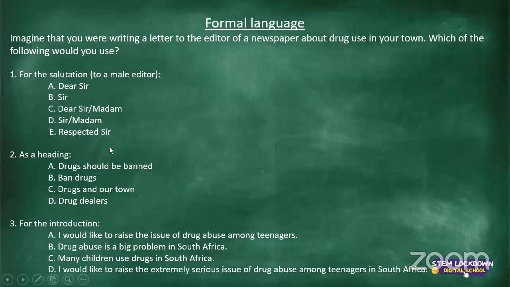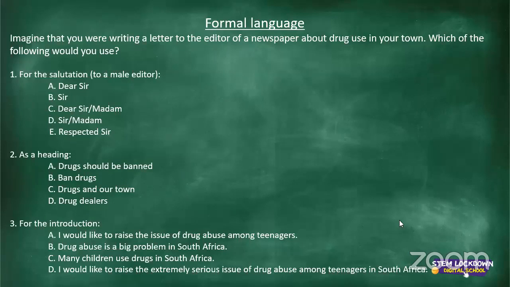Right, let's move on to number 2 as a heading, okay? So remember, the question is saying that you must imagine that you're writing a letter to the editor of a newspaper about drug use in your town. So what would be the heading of your letter? Okay, correct answer is C. I see Dante got that one correct. Yeah, so it's definitely not A, it's C. Remember that you are writing a letter about drug use in your town. Okay, so the correct answer would be C. So your heading would be drugs in our town.